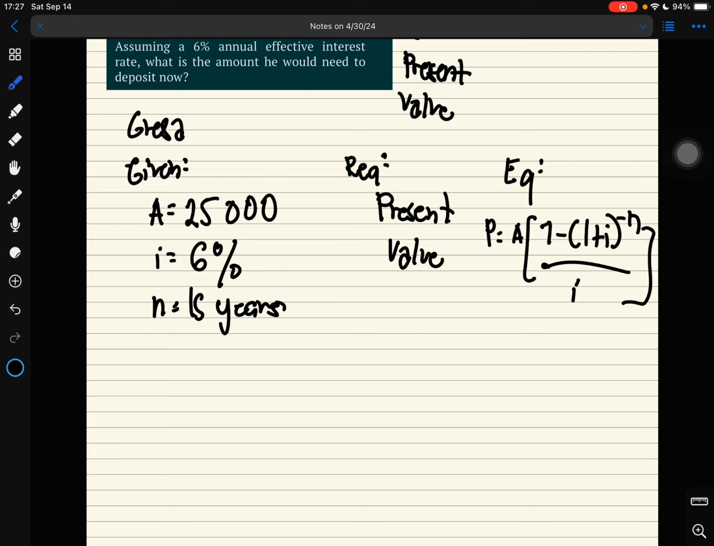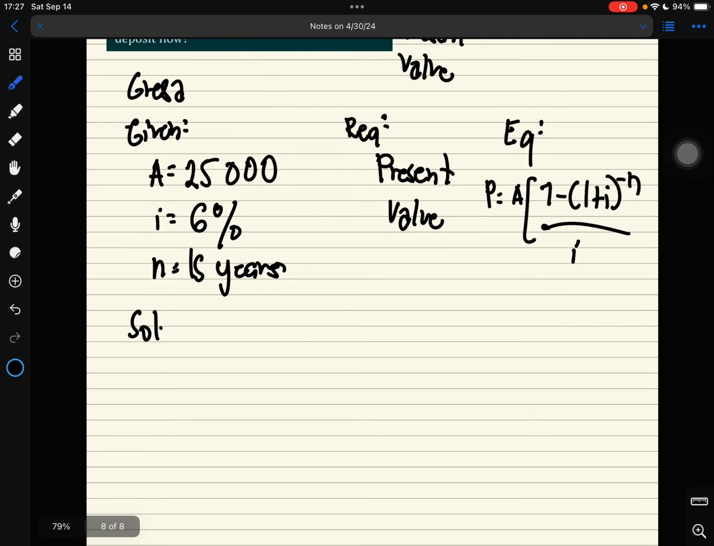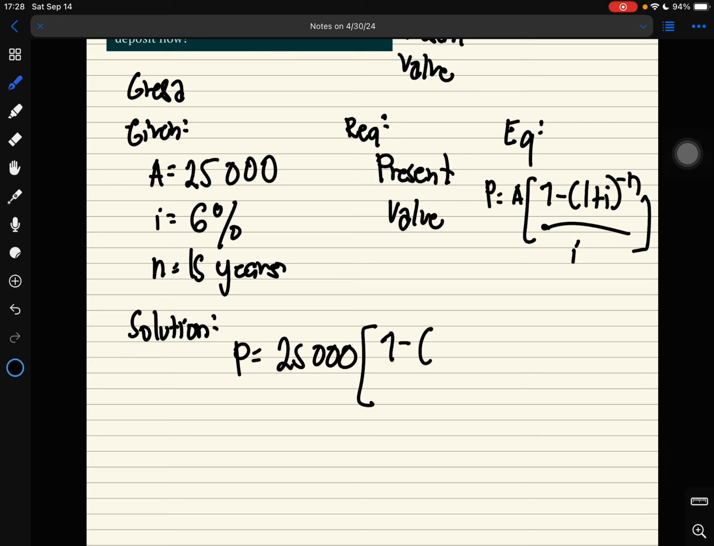Yan. Okay? Ngayon, for our solution, let us try to imagine our solution na ngayon. Okay? I-input mo lang yan, direct substitution lang. Sobrang bilis. Diba? So, subukan natin, input natin. P is equal to 25,000 times 1 minus 1 plus 0.06, yung paano ko tinuro yung pagko-convert? 0.06, no? Hindi siya 0.6. 0.06. I-divide nyo siya by 100. Okay? Raised to negative 15.